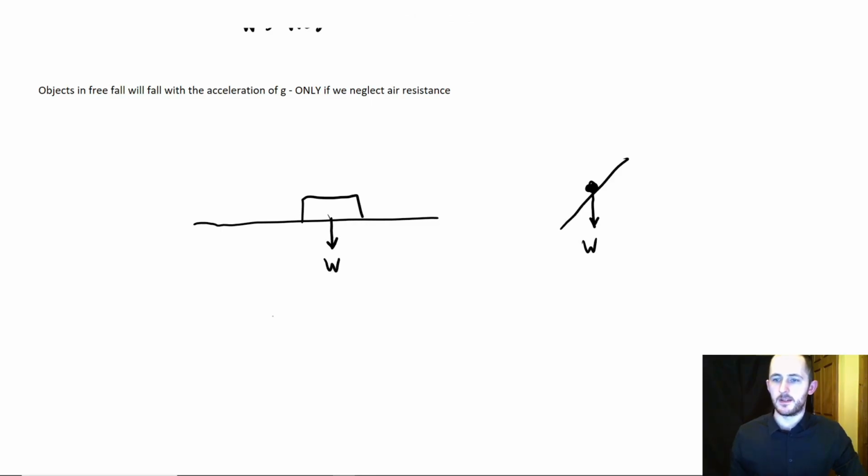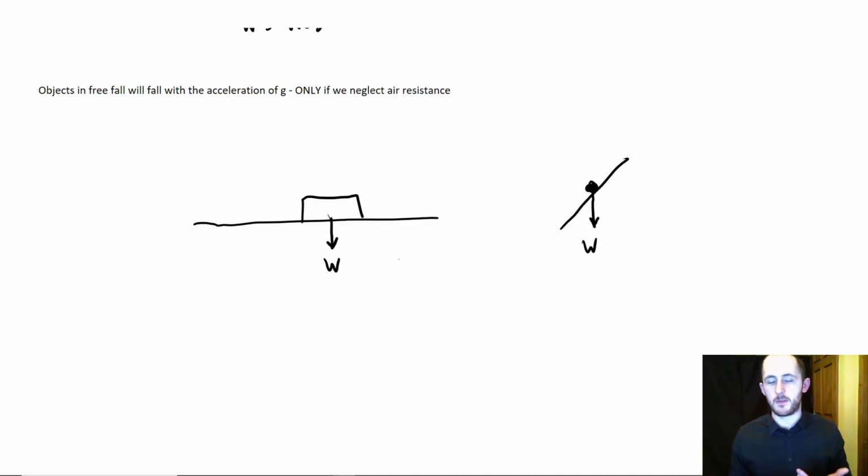However, this doesn't mean that it doesn't cause any kind of acceleration left or right. If you notice here, the weight's going straight down, but since it's on a sloped surface, the ball or the object will still accelerate downwards. And this should also be noted.